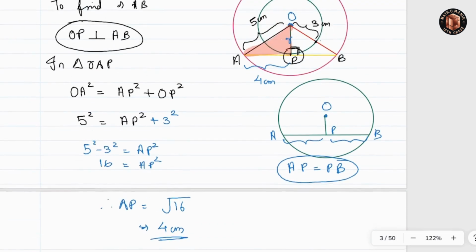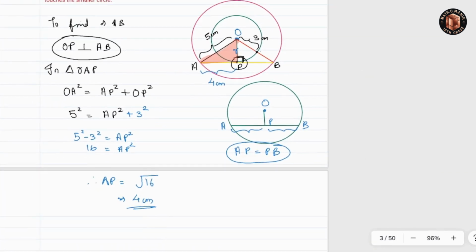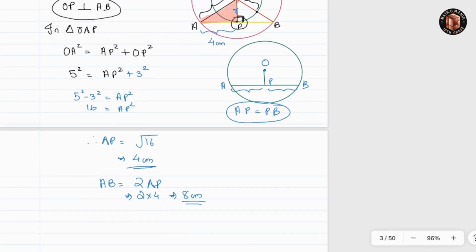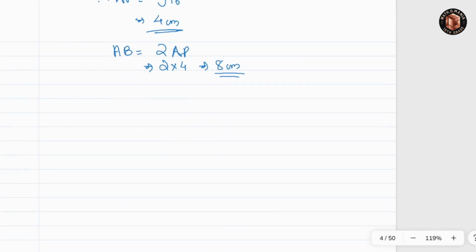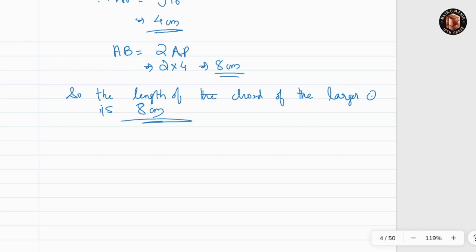So as per the theorem, we can write: if AP equal to 4 centimeter, therefore PB is also equal to 4 centimeter, right? That means our AB equal to 2 times AP, which is equal to 2 into 4, which is equal to 8 centimeter. Thus we got the length of the chord. So the length of the chord of the larger circle is 8 centimeter. Clear?